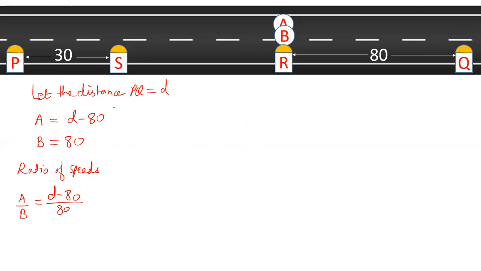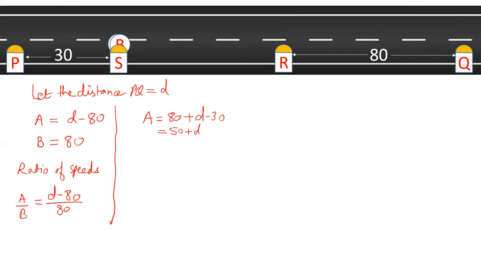Now, in the second part of the problem, they will continue their journey up to point Q. A will continue its journey up to Q and B will continue its journey up to P and turn back, something like this. Now let's see how much distance A has traveled in this time. From R, A has moved up to Q, which is equal to 80. And then it turned back and reached up to S, which will be D minus 30 because it has traveled the whole distance minus 30. So the distance traveled will be D plus 50.